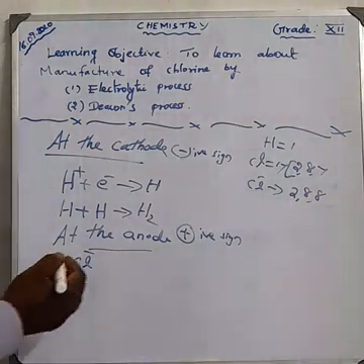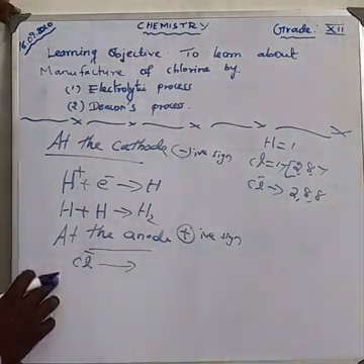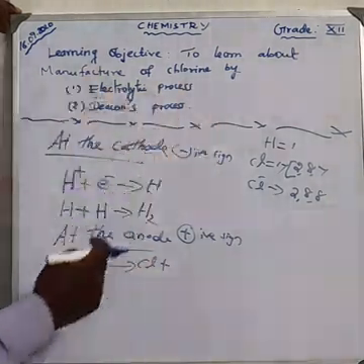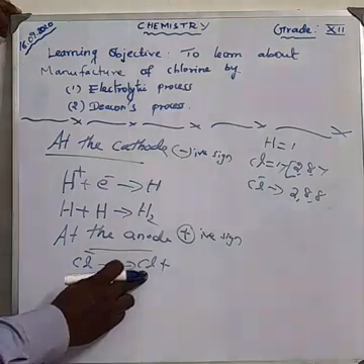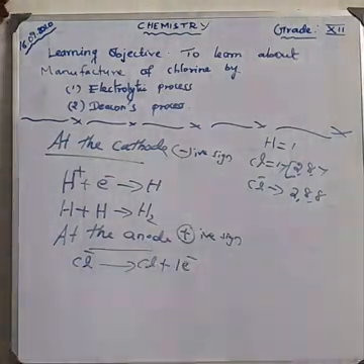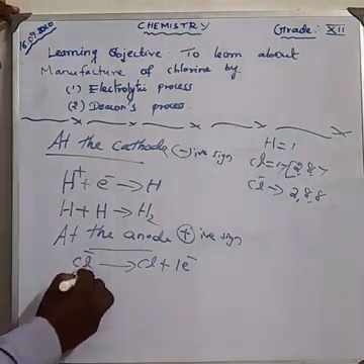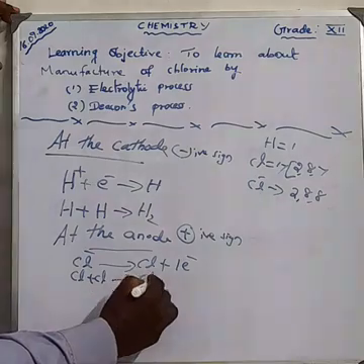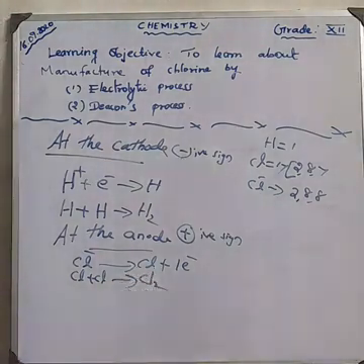Clear? Here Cl minus gives what is the product? Cl. We should remove one electron, then only the charge will be neutral. Okay, 1 electron minus, remove it. So Cl plus Cl, what is the product? Cl plus Cl gives Cl2. This is the equation going on in the electrolytic process of manufacture of chlorine.